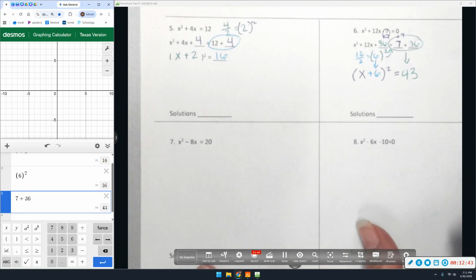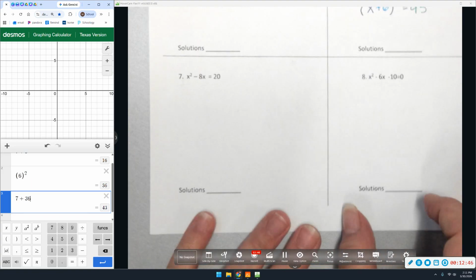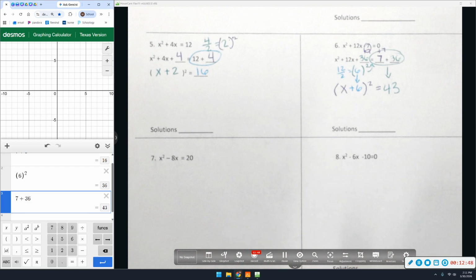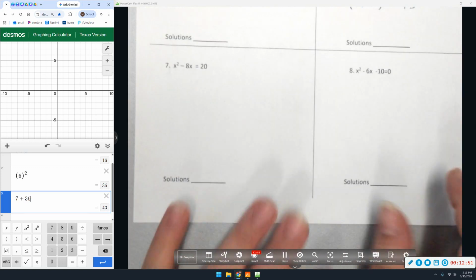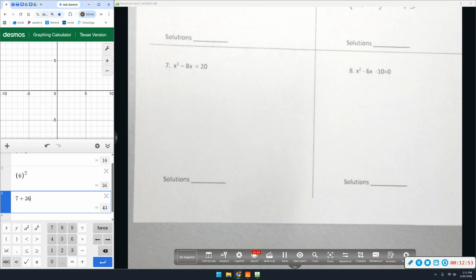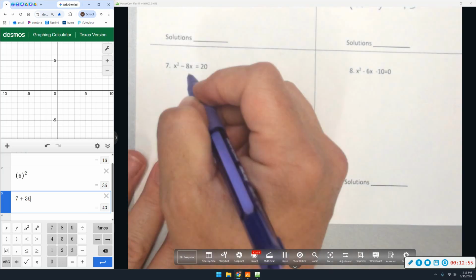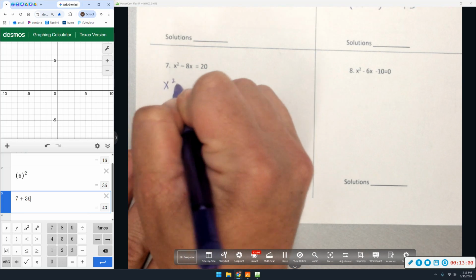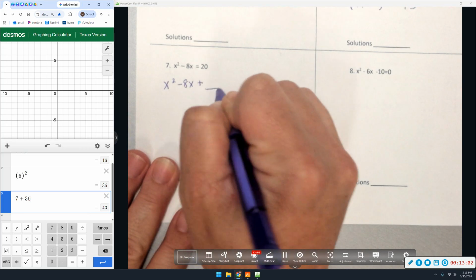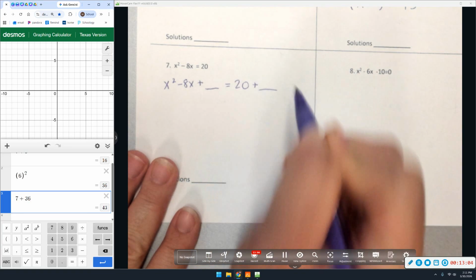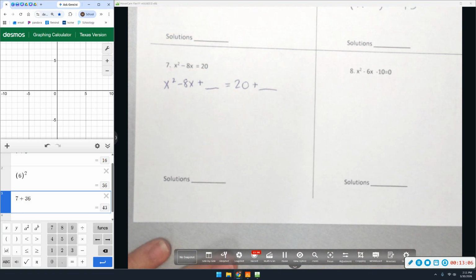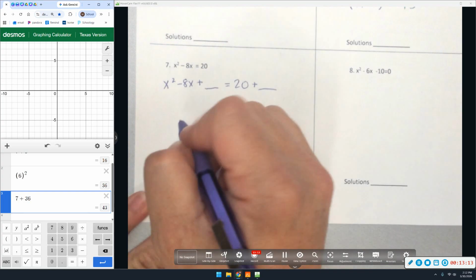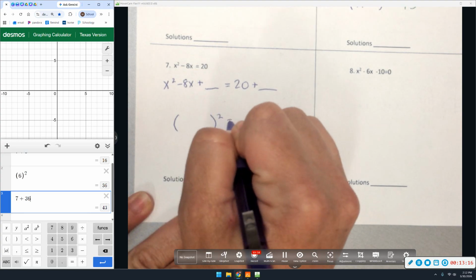Okay, what's different about 7, 8 versus 5 and 6? Yeah, our middle term's a negative, and that doesn't change how we do anything. Okay, and I'm going to show you the only difference here in just a second. So I know that I'm going to rewrite this. The C is already on the other side, so I'm going to rewrite it with my blanks. Everybody should have that written down. Okay, we're going to rewrite it with our blanks, and then I'm also going to go ahead and write it like this.